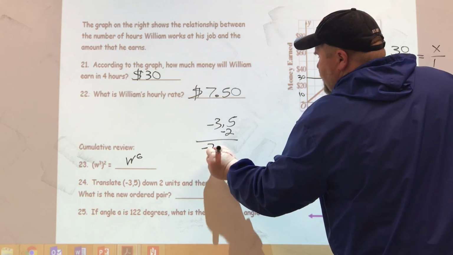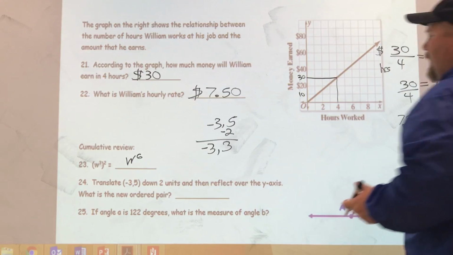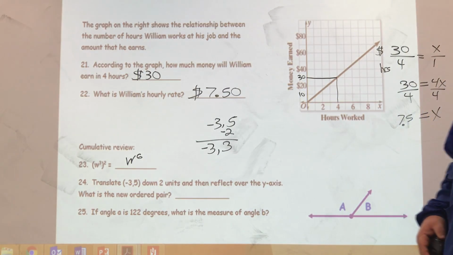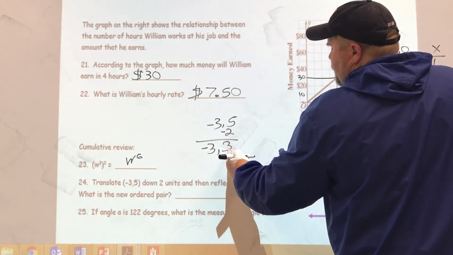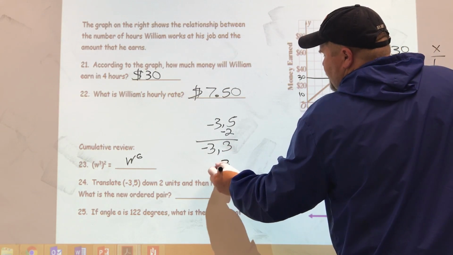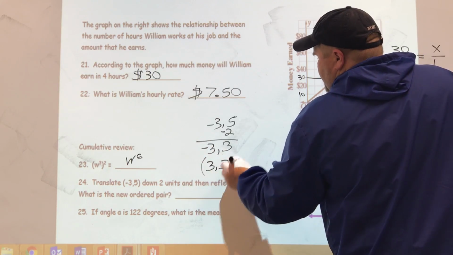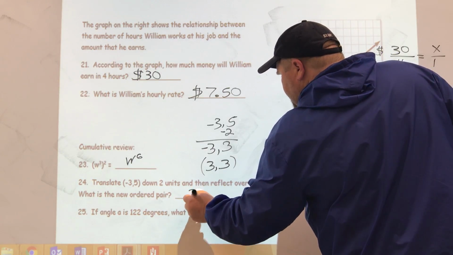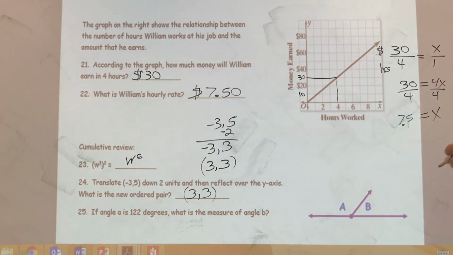So we have (-3, 3), but we also have to reflect over the y-axis. And if you remember, when you reflect across the y-axis, the y stays the same and the x changes sign. So our new point will be (3, 3). That'll be our new prime point.